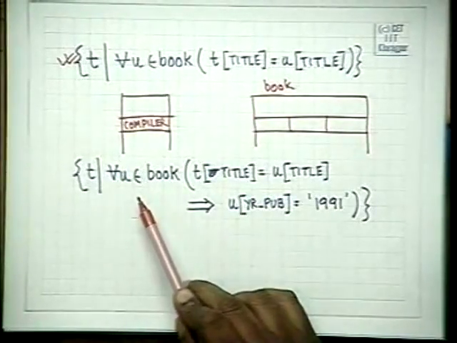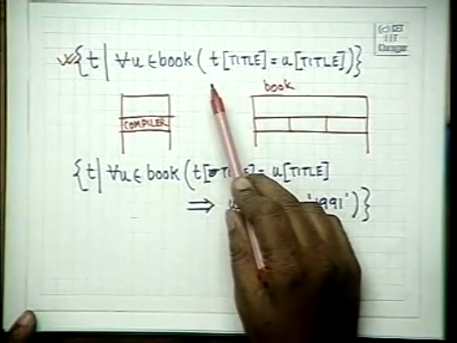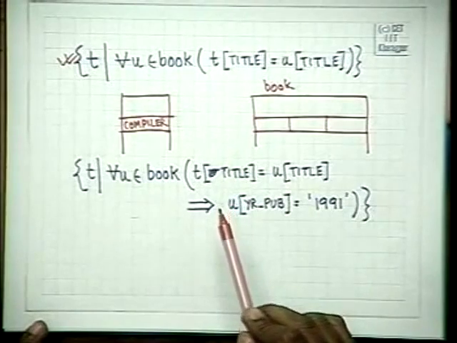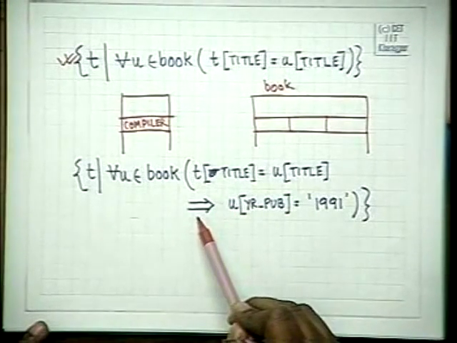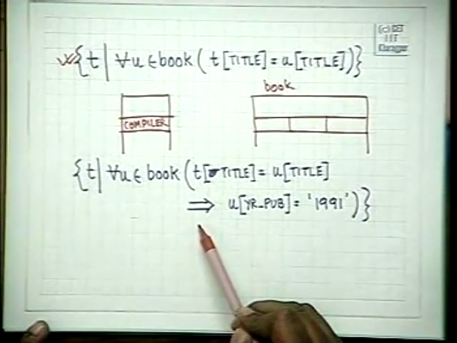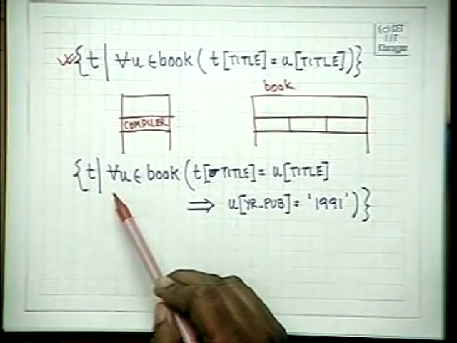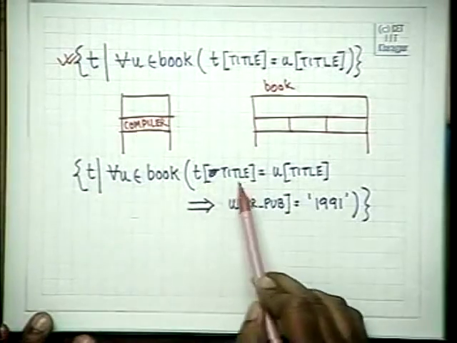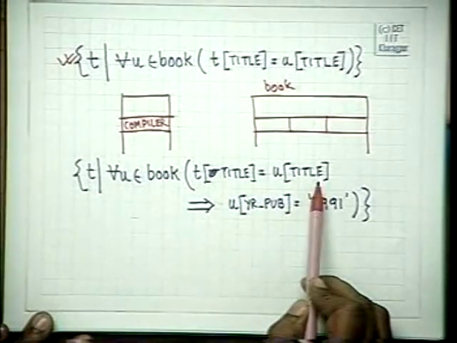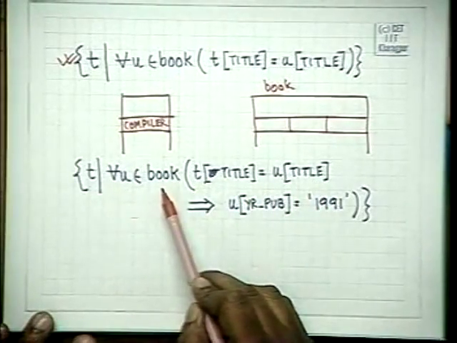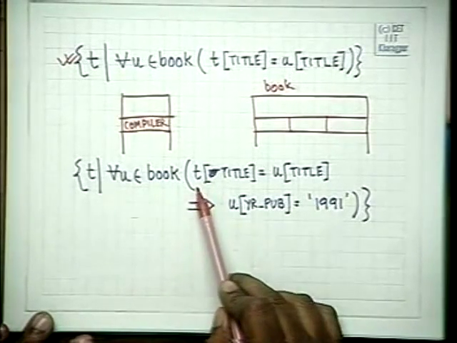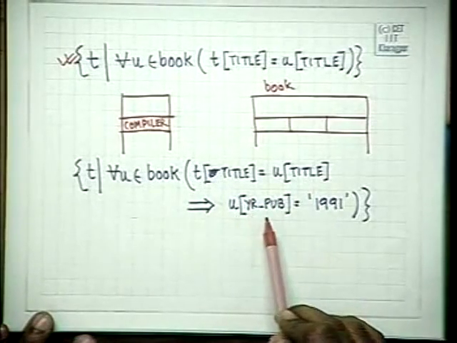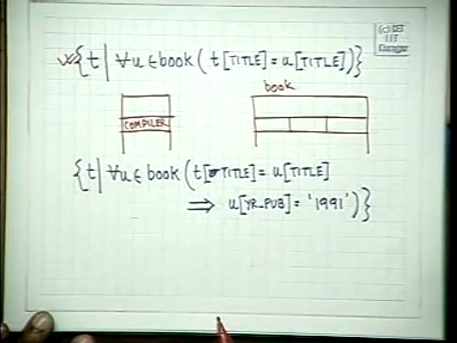The for all query is not effective actually this way. This is not a common query. A common query is whenever for all is used, the implies relation usually comes into the picture. What does this say? This says T, and I am interested only in title, for all U element of book, if T.title is equal to U.title, then year of publication of U must be 1991.